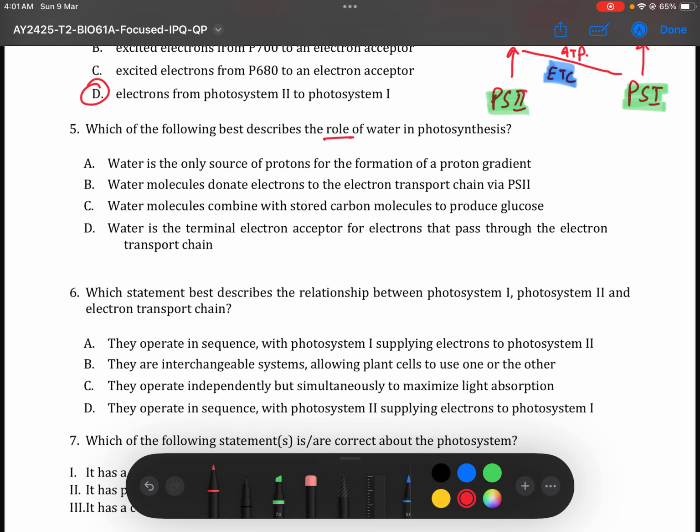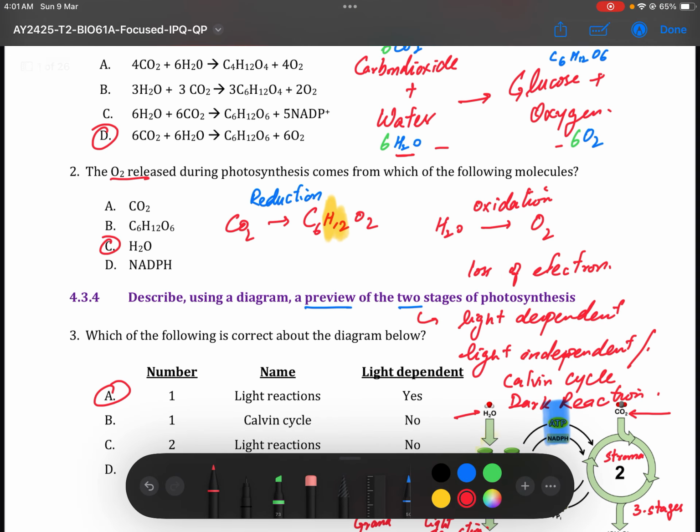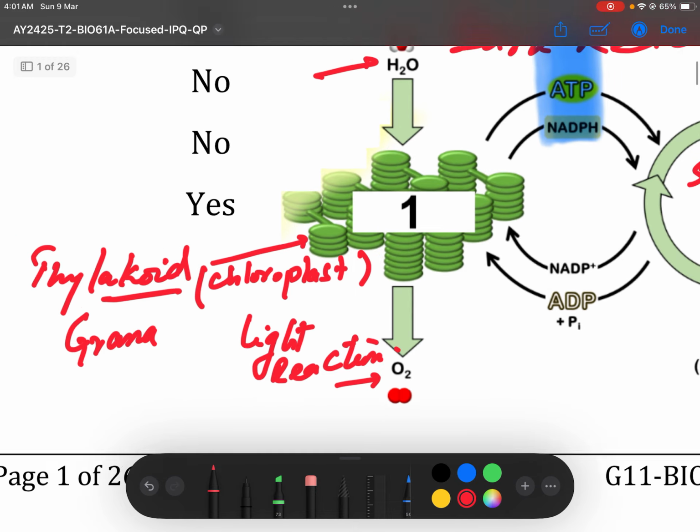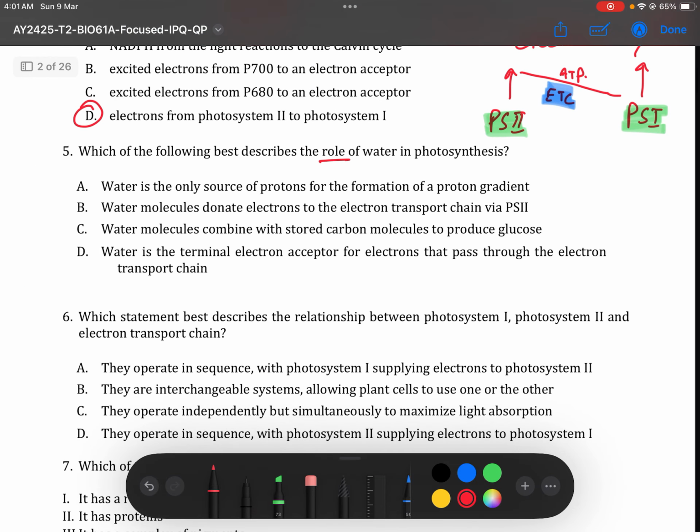Again, it's coming again and again. Above, we learned that the O2 is released, and we also saw that over here from water the O2 is released. Now we need to see it in a different way.